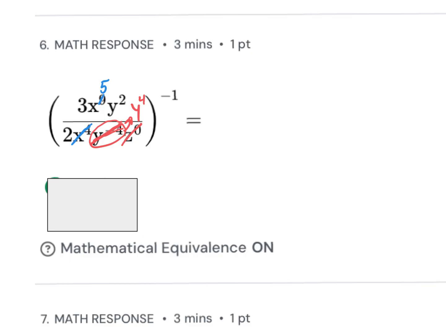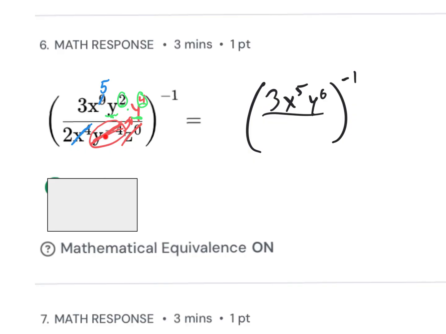In addition to that, is there anything else I could do? Yes, I could actually multiply y to the second times y to the 4th. That is rule 1. Rule 1 says that when you're multiplying with the same base, both y's, you could simply add the exponents. So I know it looks like a hot mess, but let's rewrite what we have so far right here. We have the 3x to the 5th, and we did say that y to the second times y to the 4th, you add the exponents, you're going to get y to the 6th.